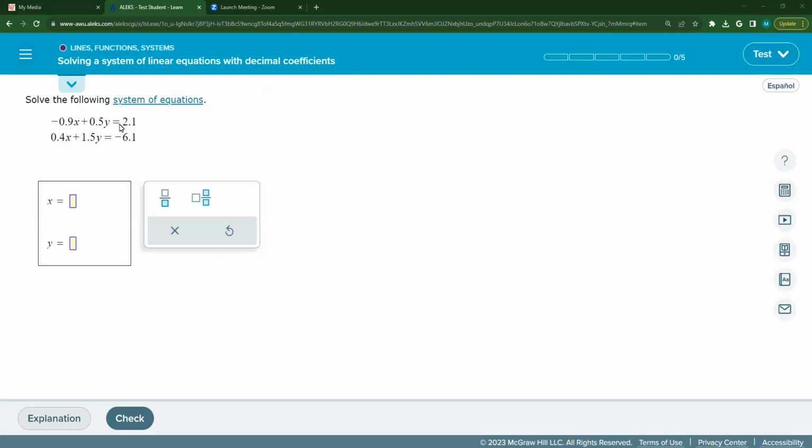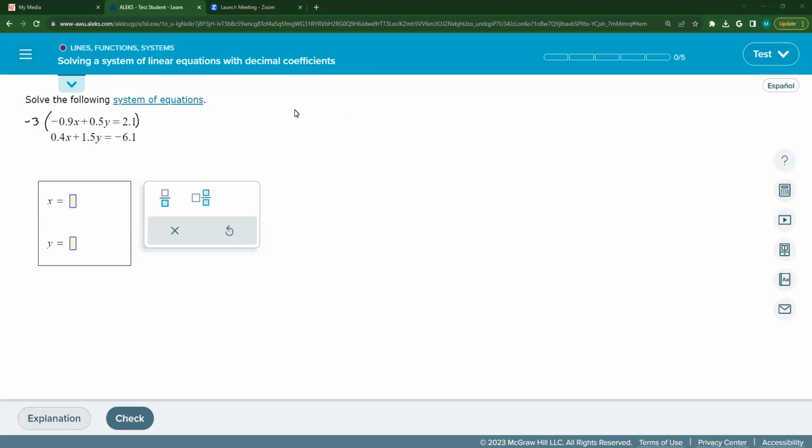So what we're going to do is, I see these 0.05y and then 1.5y. I can get these to match pretty easily because I'm thinking multiples of 5. So 3 times 0.05 is going to be 1.5. So I'm going to change and multiply this equation. I want them to be matching, but one positive and one negative.